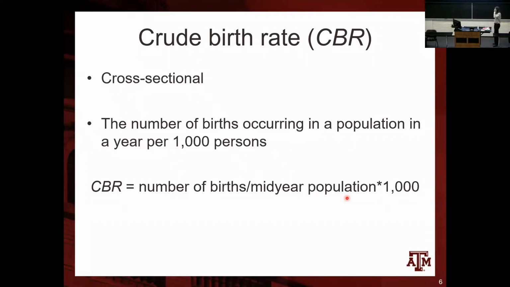In the crude birth rate, I pretty much get all babies that were born in a specific population in a specific year and divide by the whole population, including men, right? So here I have both men and women, and here I have both baby boys and baby girls, okay? So it's called crude birth rate, overall population in the denominator.